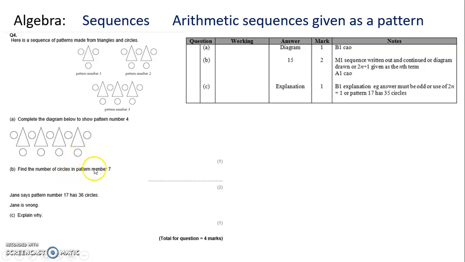So find the number of circles in pattern number 7. So again, you could work out that we've got 3, 5, 7, 9. So it's going up by 2 every time, so 2n, and it's always 1 more than the 2 times table. So we know it's 2n add 1.